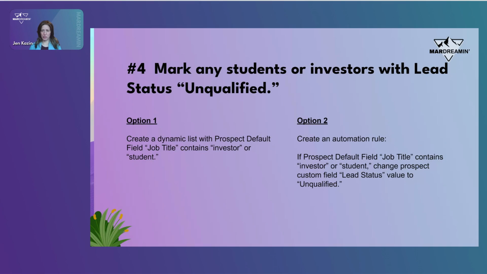Number 4 is also option number 2, because I'm trying to identify students or investors and change the lead status. So a dynamic list will identify them, but I'm not doing anything with it. So I actually need to do the action as well. That's why for number 4, I need to change the prospect field to unqualified. So 2 is correct.